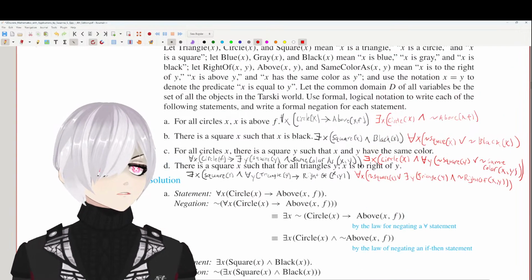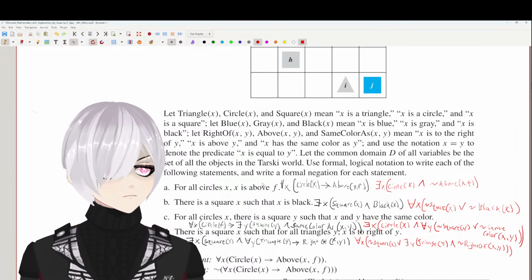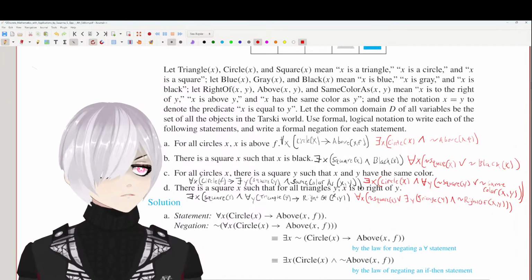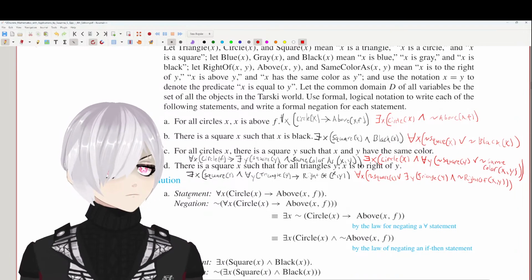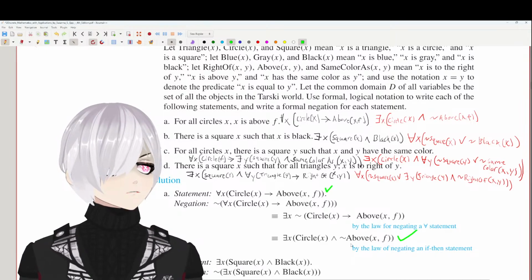So let's see here. Oh, we're supposed to do something else? No, that's it. Okay. So the statement looks good. And the negation looks good.